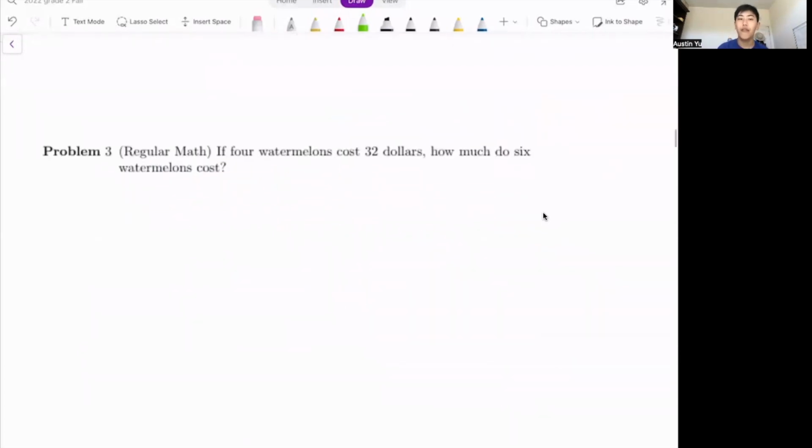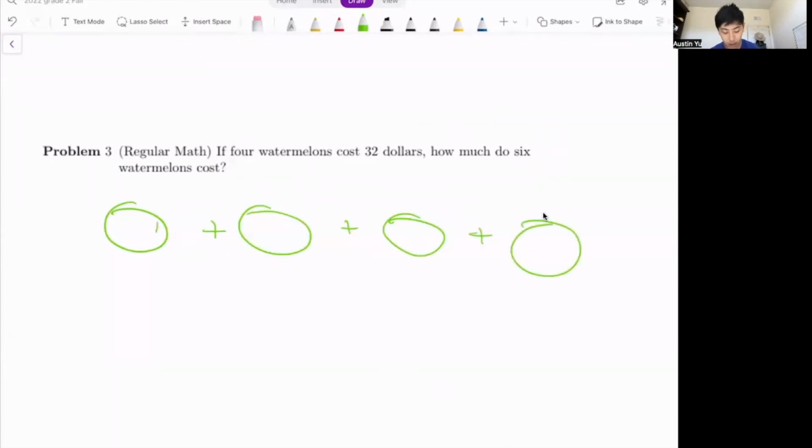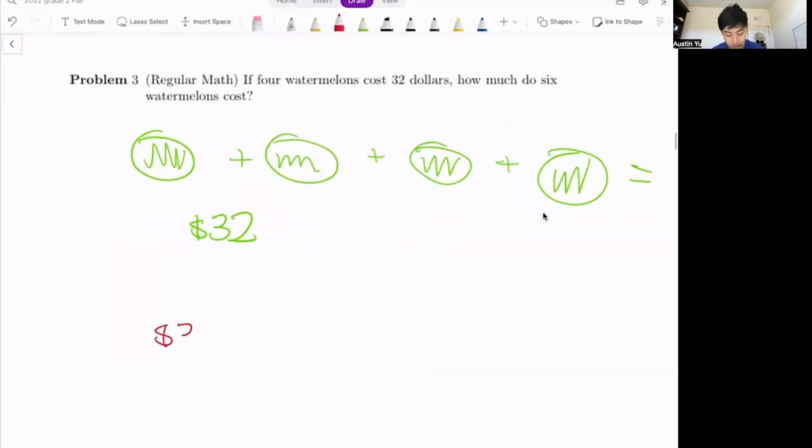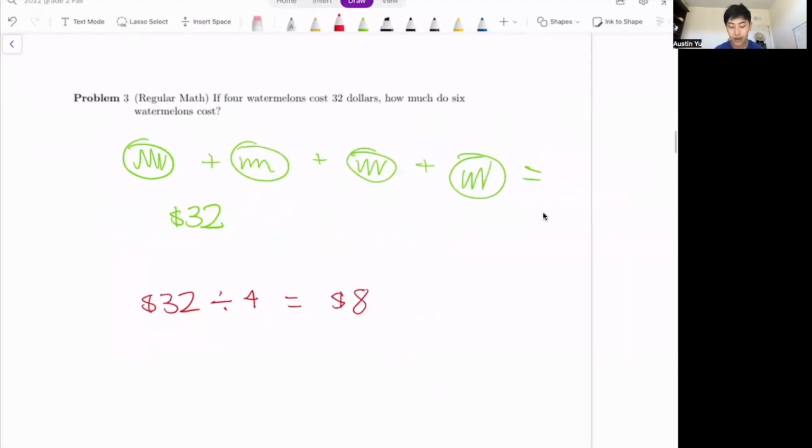Problem 3. If 4 watermelons cost $32, how much do 6 watermelons cost? So if 4 watermelons, okay, let me just draw a circle as a watermelon. Each of these circles represents 1 watermelon, and together they equal $32. Essentially, in red, we just divide 32 by 4, which gives us $8 per watermelon.